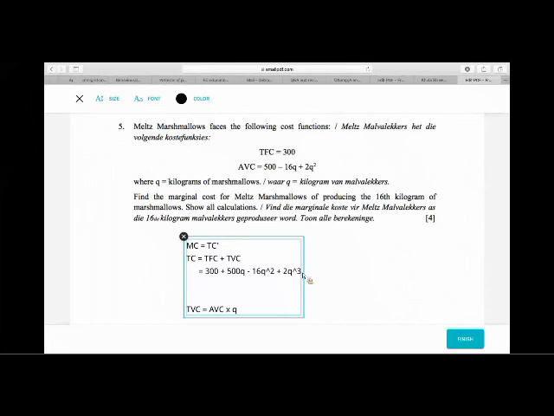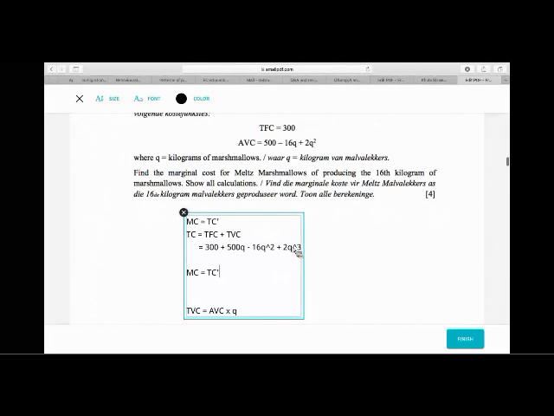So in order to get marginal cost, I have to take the first derivative of that function there. So the first derivative of 300 is 0. The first derivative of 500Q is 500. First derivative of 16Q squared is 32Q. And the first derivative of 2Q cubed is 6Q squared. So that's my marginal cost function.